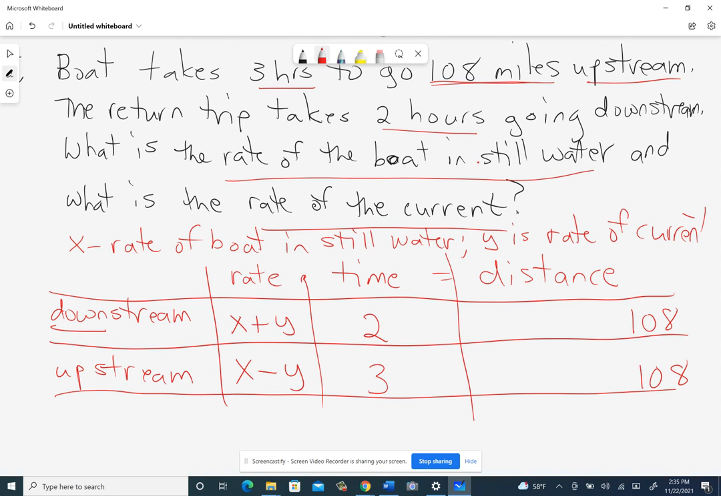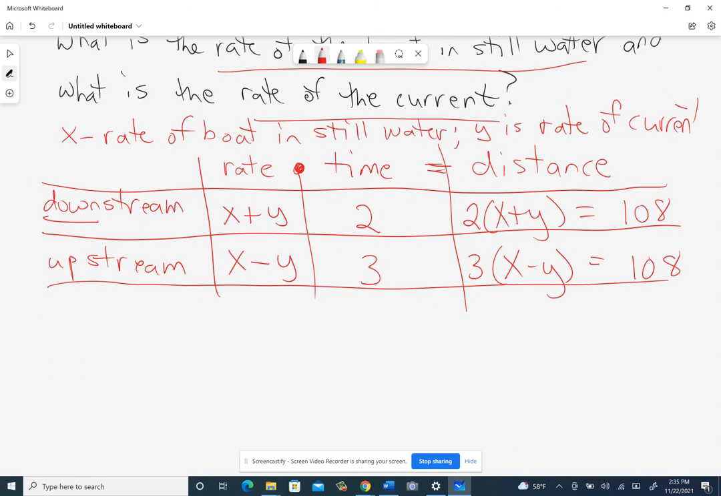But the thing that we're going to do is take advantage of rate times time giving us distance. So we know 2 times the X plus Y would have to equal 108, and 3 times the X minus Y would equal the same thing, 108. So there's actually your system. All that other stuff was just working on getting it set up.